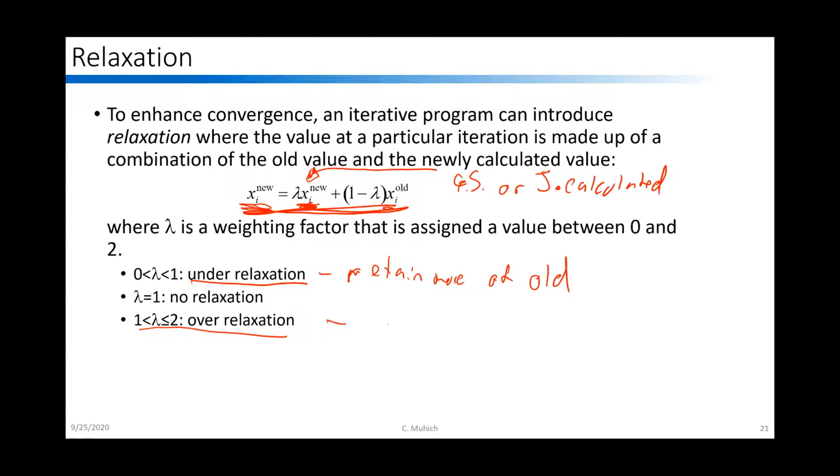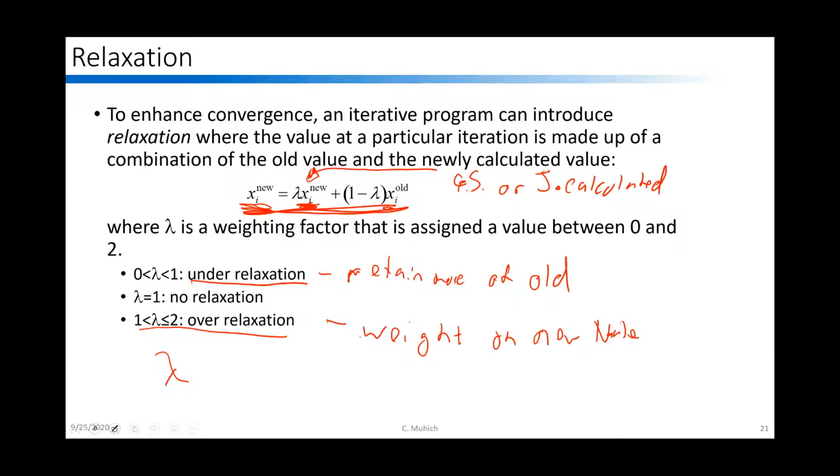And here we sort of not just move on to that new value, but weight a little heavier. We weight more on that new value. And so here, your selection of lambda is really going to dictate how well, or how fast, we're going to converge.